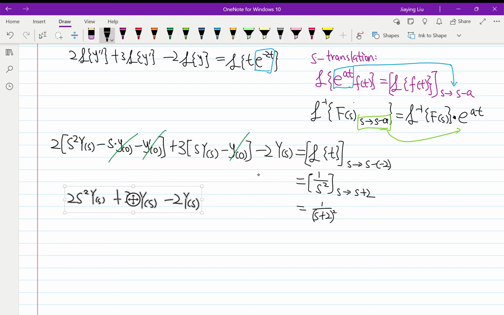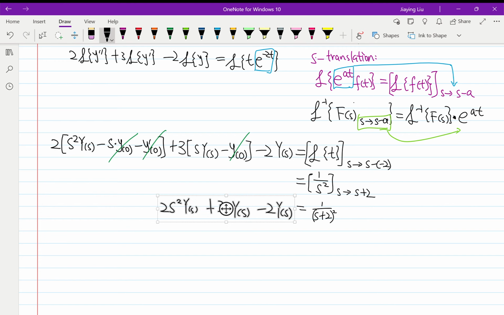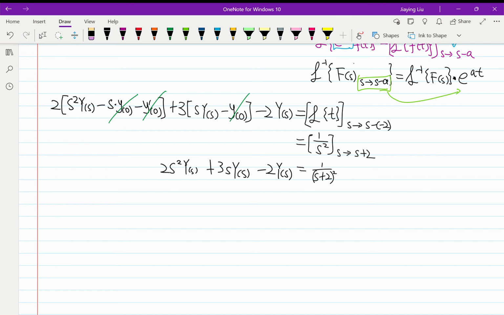That's the left-hand side. The right-hand side is just 1 over (s plus 2) squared. So I'm going to solve for Y(s) by factoring it out first. So we get (2s squared plus 3s minus 2) times capital Y(s) equals 1 over (s plus 2) squared.